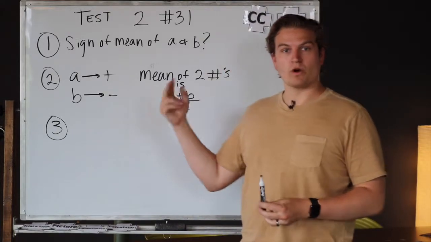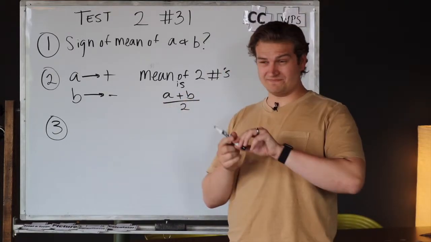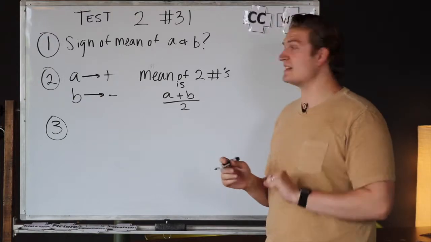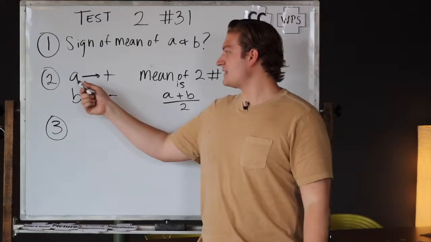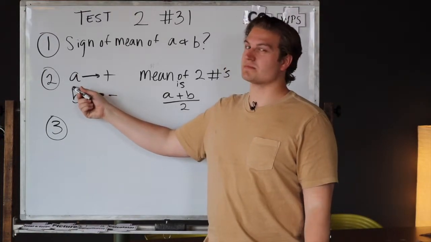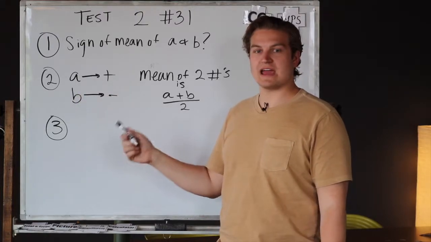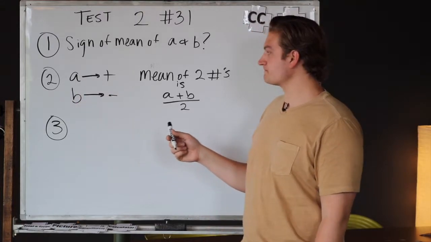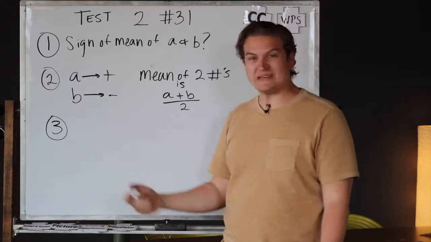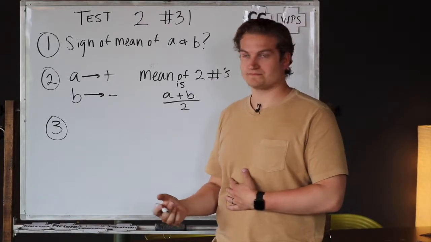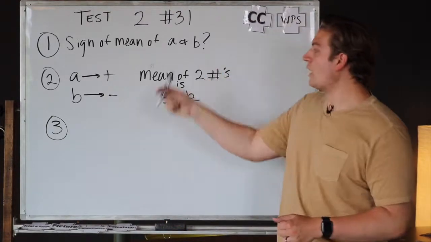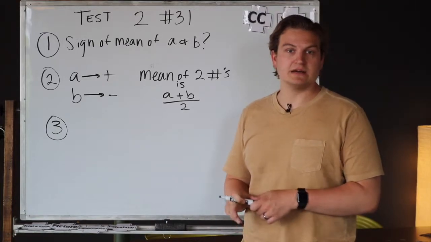Step 2, what do we know? Well, here's the information that the problem gives us. It tells us that this number A, it doesn't tell us what the number is, but it says that this number A is positive. It tells us that this number B is negative. And it wants to know what is the sign of the mean of A and B.